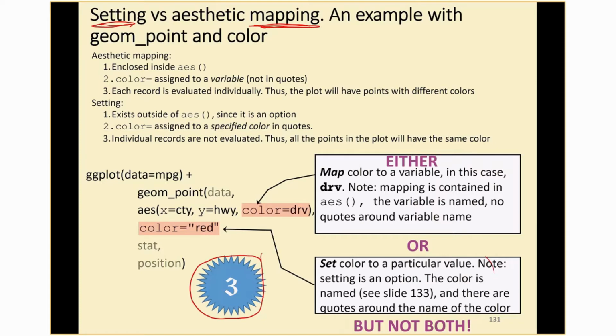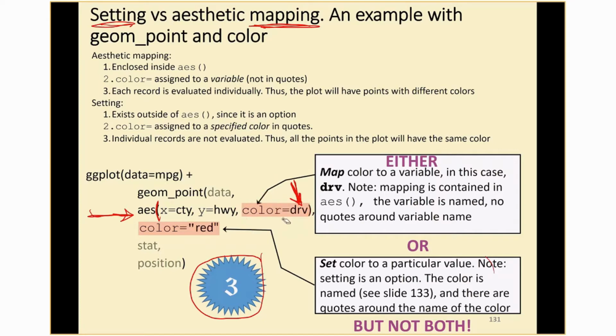A quick review of mapping. This is a mapping right here. The mapping is preceded by aes, and there is the open and the close parenthesis of aes. In this particular case, I've mapped color onto drive. So the aesthetic color is associated with a variable, drive. Every record is going to be evaluated, and the value of drive will determine the color of the marker. And since there are 3 drives, when we look at our plot, there will be 3 different colors.